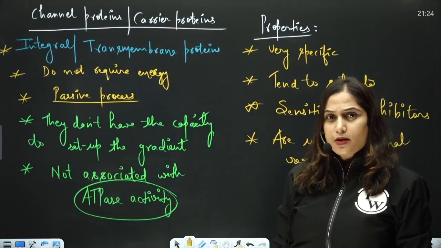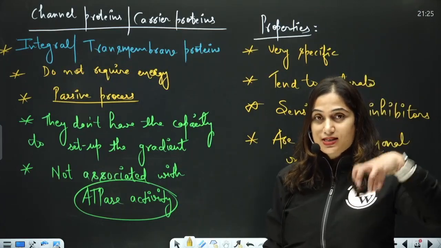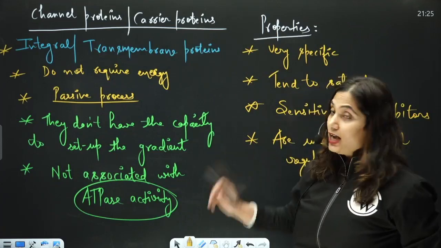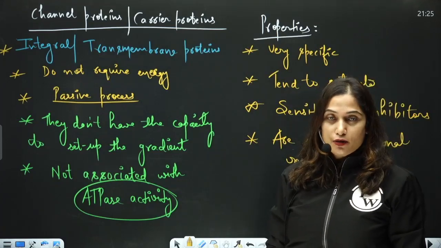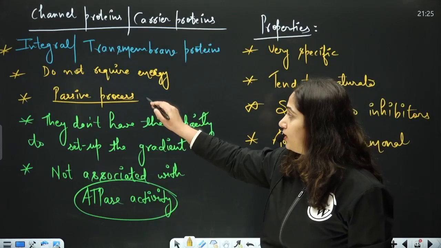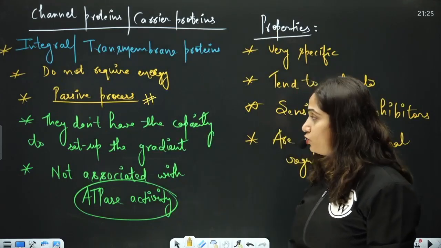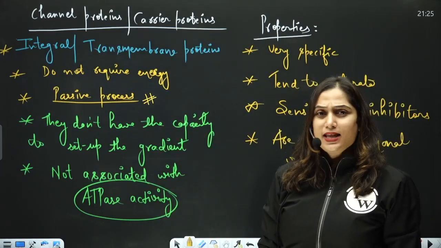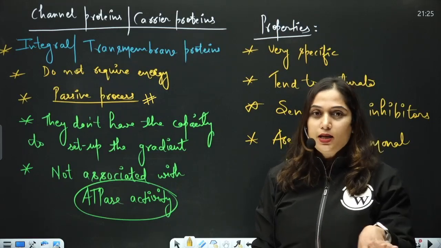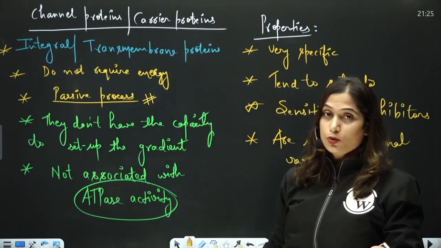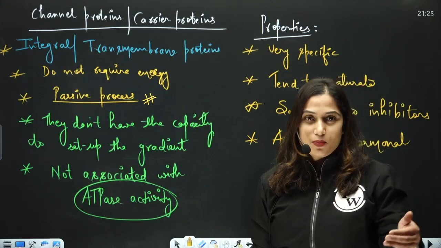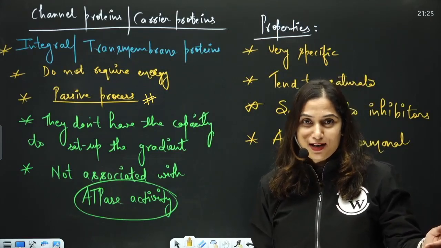And they are the integral part of the membrane. They are present inside the membrane. They do not require any energy for doing the work. So that is why the facilitated diffusion is passive in nature. And they are not associated with any ATPase activity. These channel proteins are not associated with any ATPase activity because they do not require ATP.